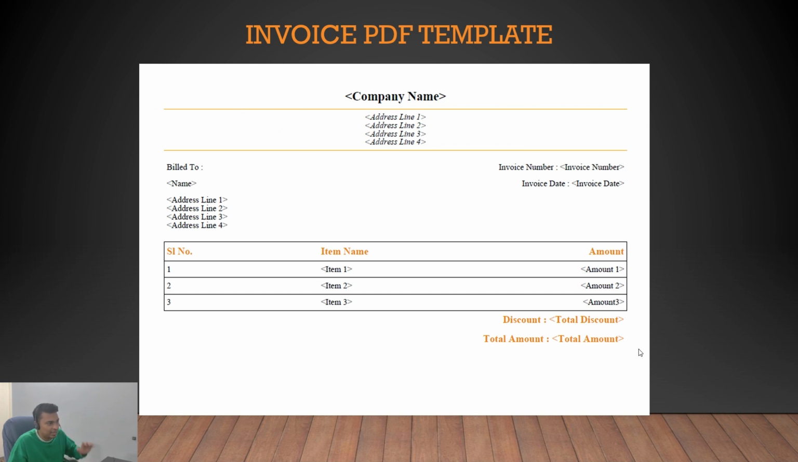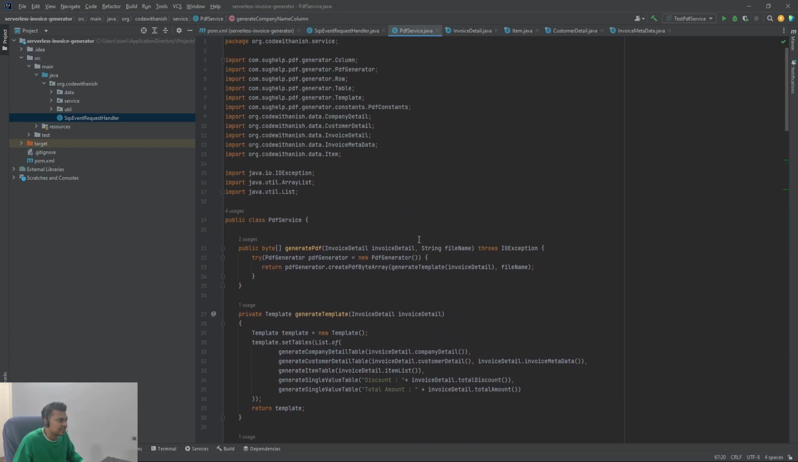This template is the main unit. I can say the template is made up of multiple tables, tables are made up of rows, and rows are made up of columns. That is the concept I am using. So here we have this table, this table, this table, and so on; this many tables will be there. Okay, so that's how the logic is.